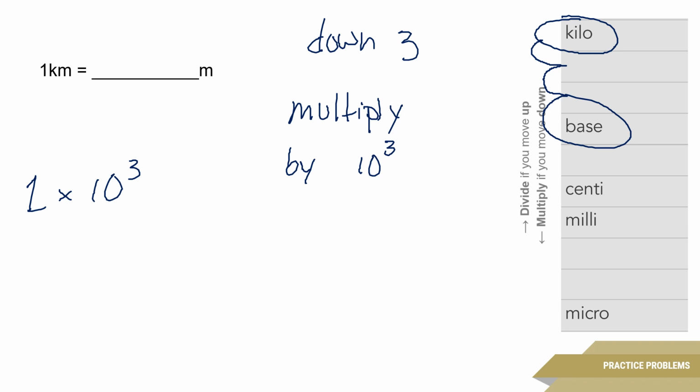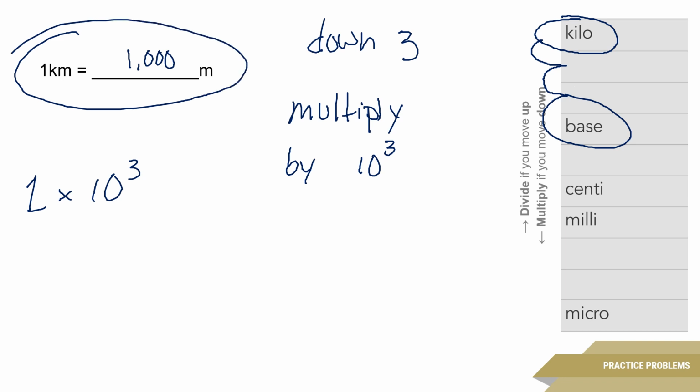You can grab a calculator if you'd like. I just figured out the laser pointer, so I have no idea how to do a calculator. But you can go ahead and grab your calculator and follow along with me if you want to. If we do 1 times 10 to the third power, we should get 1,000, which means 1 kilometer is 1,000 meters.